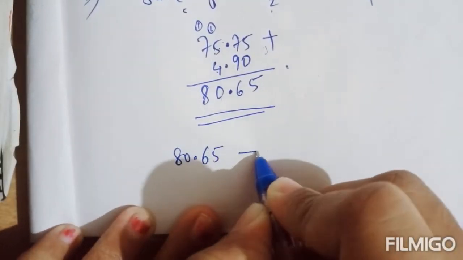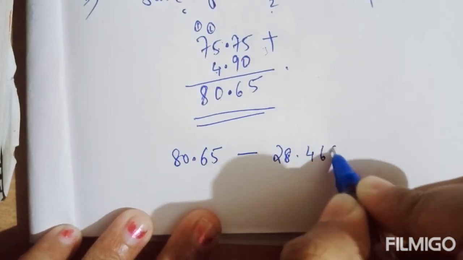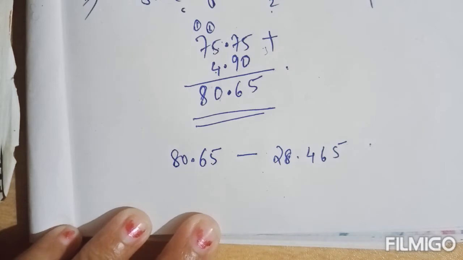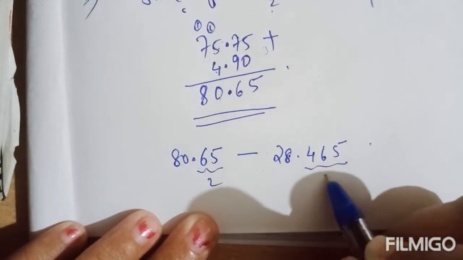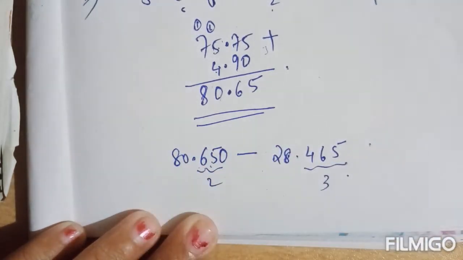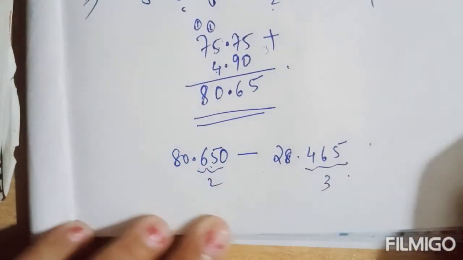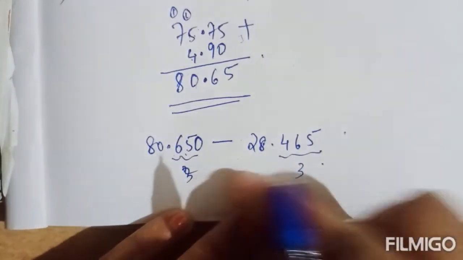So from this sum, that is from 80.65, you have to subtract 28.465. Here 2 decimal places and here 3 decimal places. So you can make this 3 by adding 0 at the right end. Okay, then only you can do the subtraction. Now it is 3 decimal places in both the numbers.